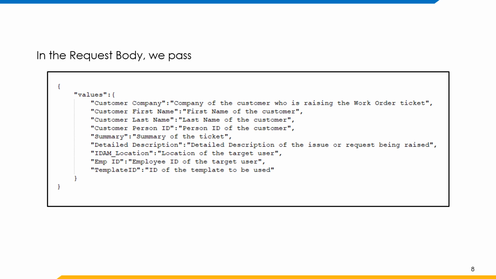Summary. This specifies the brief summary of the ticket. Detailed description. This attribute specifies the detailed description of the issue or request being raised. IDAM location. This attribute specifies the location attribute of the target user. Employee ID. This specifies the employee ID of that particular target user. Template ID. This specifies the ID of the template to be used while raising the ticket.